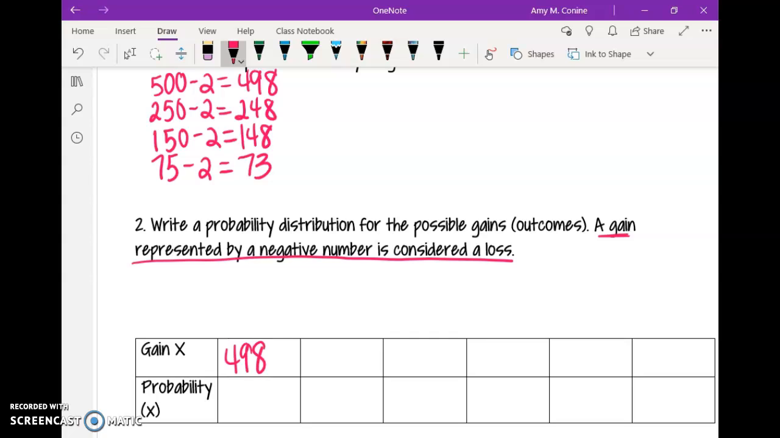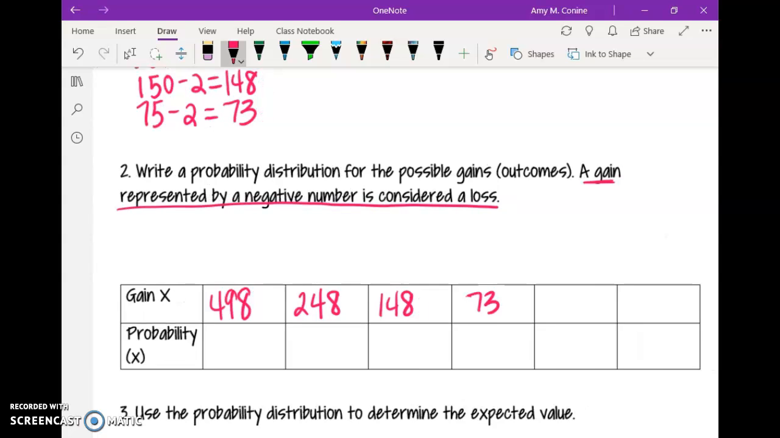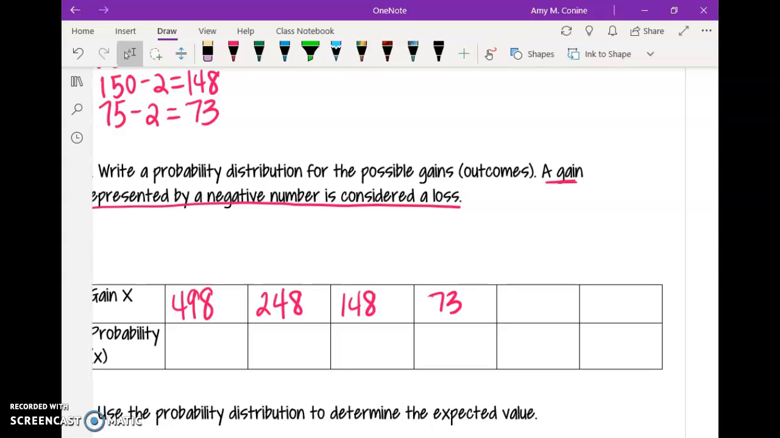we've got $498. So if I were to win from the $500 prize, I really only win $498. If I win the $250 prize, I really only win $248, and so on and so forth. So 248, 148, 73. I have an extra box in there.